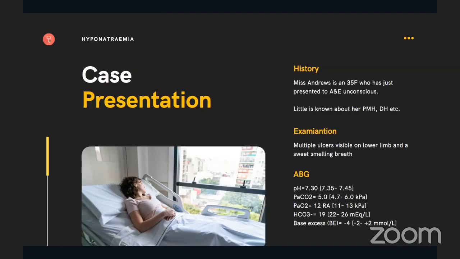However, the main thing that is leading me to think of DKA as the cause of this lady's metabolic acidosis, and DKA is diabetic ketoacidosis, is the fact that the lady's got this sweet smelling breath, which is the ketone breath that you often get in DKA. The lady also has these ulcers, which could correspond to type 1 diabetes that isn't that well controlled. So the answer for this one is metabolic acidosis due to diabetic ketoacidosis.